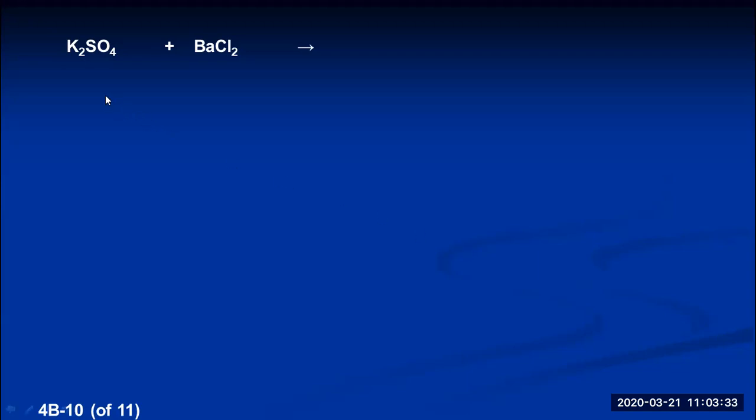So each ionic compound is made of a positive ion and a negative ion. When you switch the partners, you make the positive ion in the first go with the negative ion in the second, and the positive ion in the second go with the negative ion in the first, just like foiling in algebra. So that means the two predicted products would be potassium with chloride.